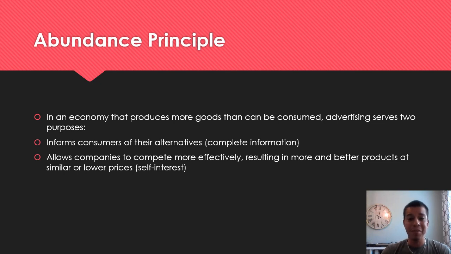So in essence, this kind of captures all of what I wanted to say, which is the abundance principle, and it's an economy that produces more goods than actually can be consumed in an effort to allow advertising to serve two purposes. One, that it informs consumers of their alternative competition and gives complete information, and so it serves that purpose. And it also allows companies to compete more effectively, which then results in more and better products at a similar and or lower price.